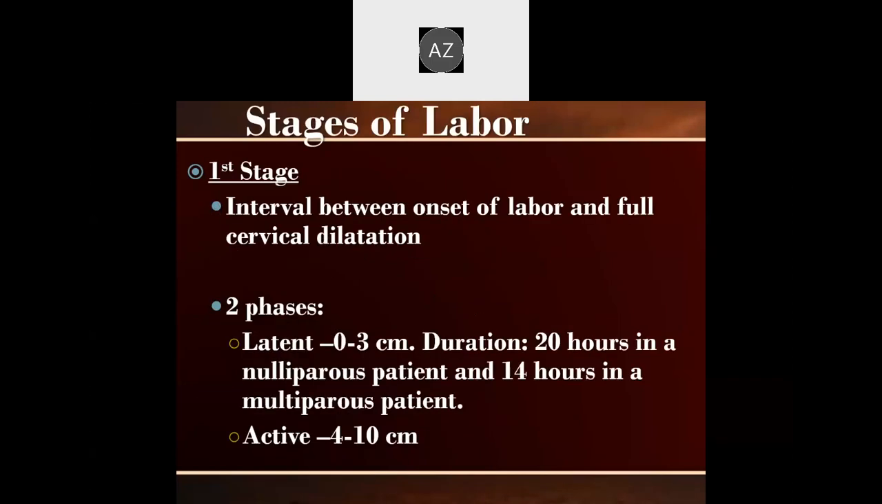Then the stages of labor are classified into 4. We have the first stage of labor, which has the latent and the active phases. The first stage of labor is from the beginning of labor to the full dilatation of the cervix. When the cervix is fully dilated, it is 10 centimeters. So the latent phase of labor is 0 to 3 centimeters, and then the active phase of the first stage of labor is 4 to 10 centimeters dilation of the cervix.